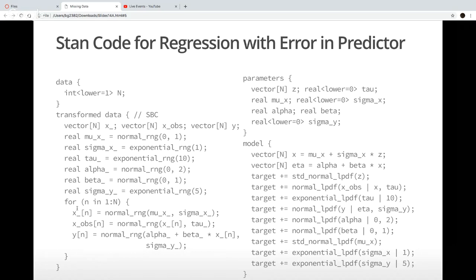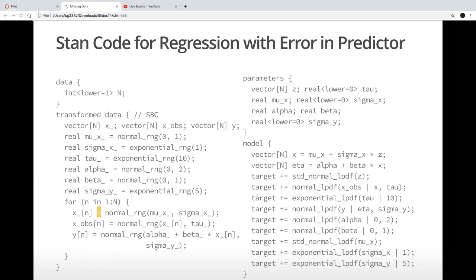So when we drop down here into the loop over observations, we're going to draw a true x from normal mu x sigma x. Then we're going to draw x obs from normal with expectation true x and standard deviation tau. So this starts to look like meta-analysis. And that's kind of the point, because this is just a hierarchical model, and that's all meta-analysis is. So anyway, the relationship between y and x is governed by an intercept alpha and slope beta. So we draw those from the priors.